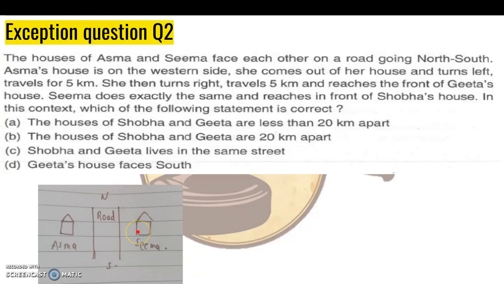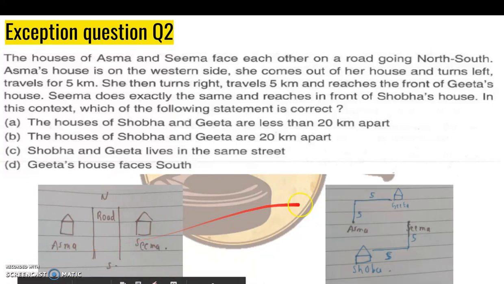Similarly, Seema moves in exactly the same manner and reaches Shobha's house. So it would look like this: Asma moving here and reaching, then Seema also reaching Shobha's house. Now we have to draw a conclusion. Okay, so the houses of Shobha and Geeta are less than 20 kilometers apart.